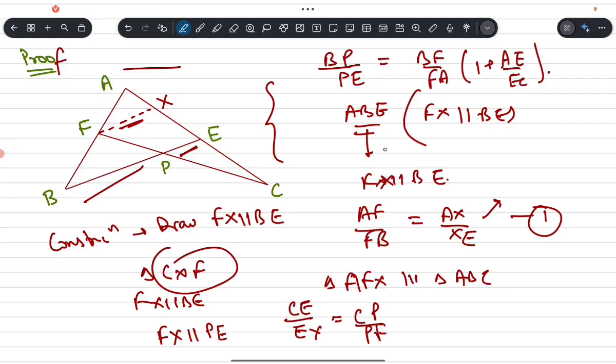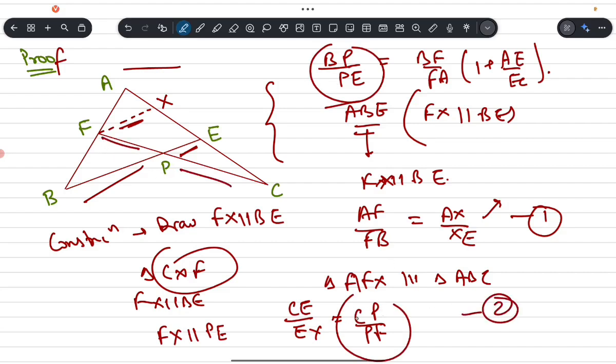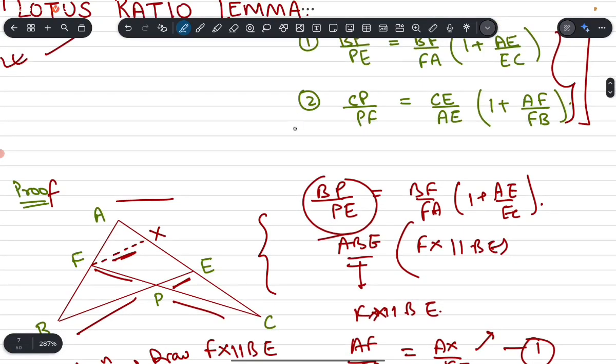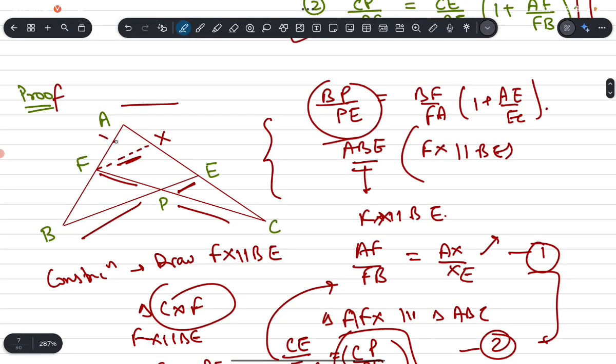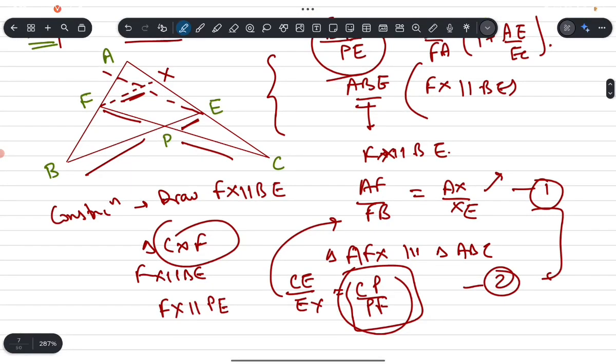Yes, accidentally we are proving the second one, not BP by PE, but CP by PF, this ratio. So we have two equations. You can eliminate this and solve these two, and you'll end up with the second one, this one. And if you draw a parallel line like this, once again you'll get two such equations and you'll get the first one. So this is a really important result.